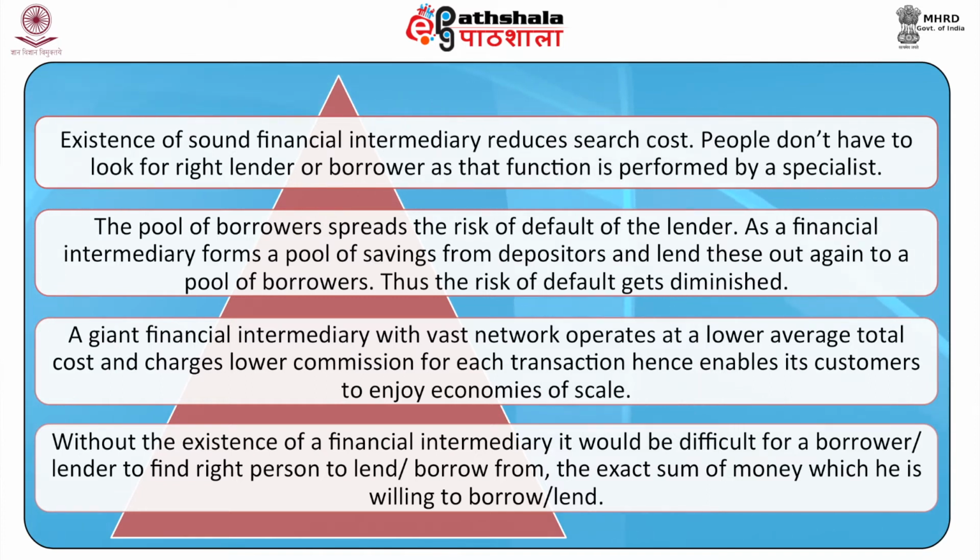Second, the pool of borrowers spreads the risk of default of the lender. As a financial intermediary forms a pool of savings from depositors and lends these out again to a pool of borrowers, the risk of default gets diminished. Third, a giant financial intermediary with a vast network operates at a lower average total cost and charges lower commission for each transaction, hence enables its customers to enjoy economies of scale.